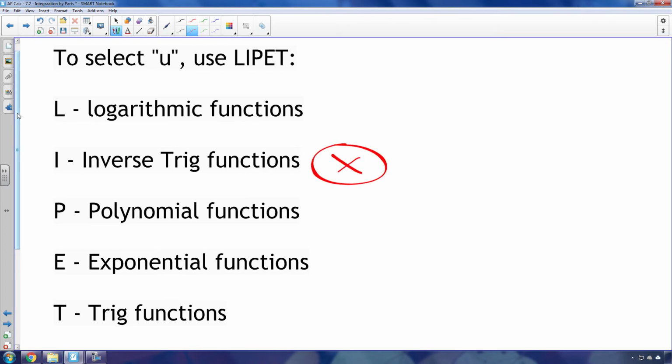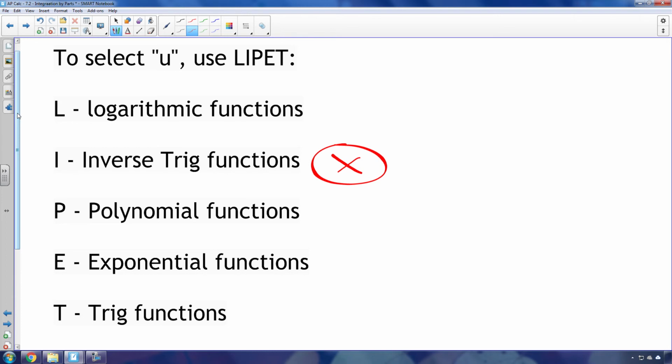P is polynomial, so x or x squared, something like that. So those are the ones you want to try, usually logs or polynomials. If you don't have any of those, then it's going to be exponential or trig. But for our purposes and with the time that we have, we're just going to have logs or polynomials every time, basically.